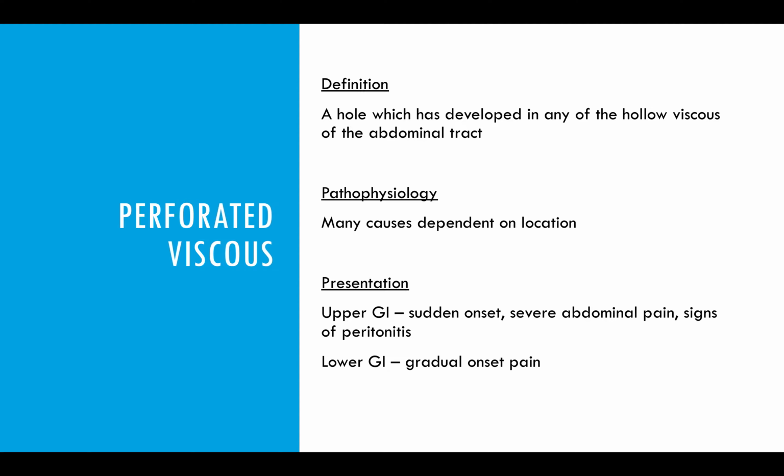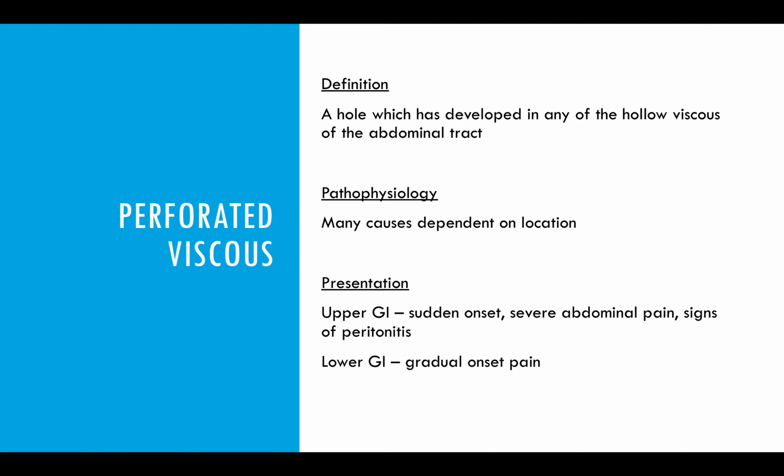So perforated viscus. Essentially, perforated viscus is just a hole in any hollow viscus of the abdominal tract. There are lots of causes depending on the location. If you're talking about the stomach, it's classically the ulcer that has perforated. Right down in the lower part of the abdomen, it might be a perforated diverticulum or something like that. It's obviously a common thing that you need to think about in penetrating trauma, but it can happen spontaneously.